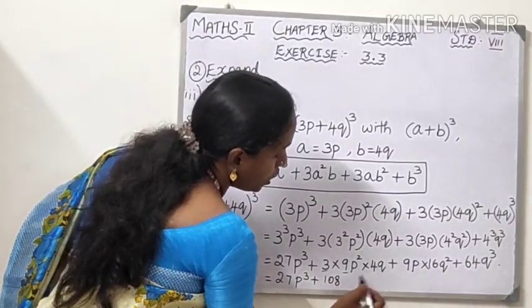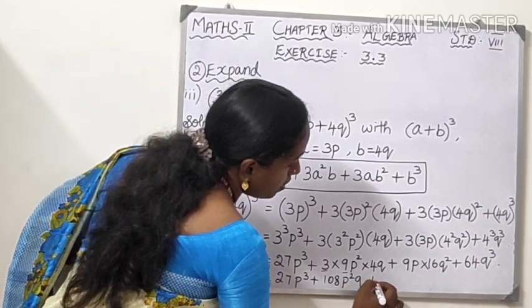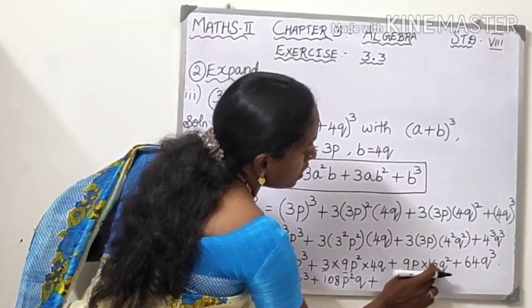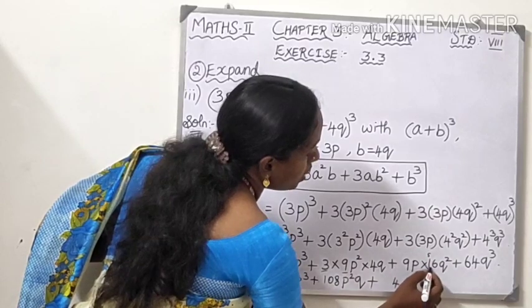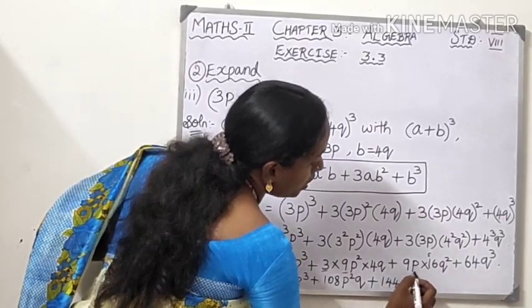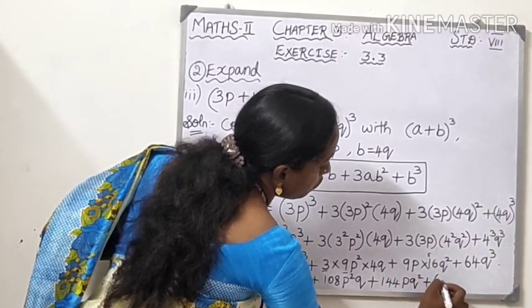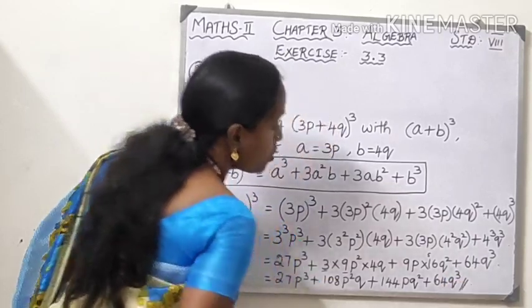p square and q. So 108p square q plus here 9 into 16. 9 6s are 54, carry over 5. 9 1s are 9, 9 plus 5 is 14. So 144 p q square plus 64 q cube power 3. So this is your final answer.